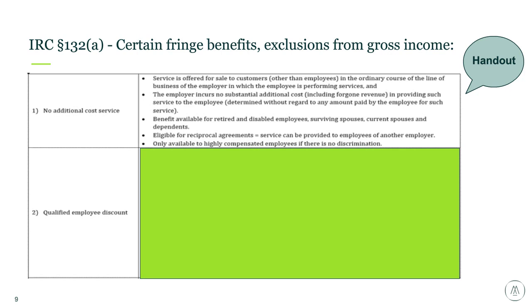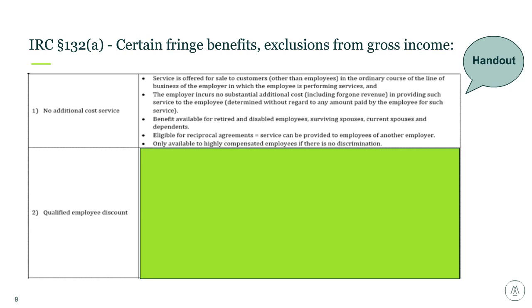The third bullet point is that the benefits are available for retired and disabled employees, surviving spouses, current spouses, and dependents. So it's more than just your employee. You could provide a couple game day tickets an hour before the game starts, and that would be acceptable and not taxable. There is a reciprocity piece to this, so it's possible to provide this exception to employees of another employer. You'd want to look up the details on that one.